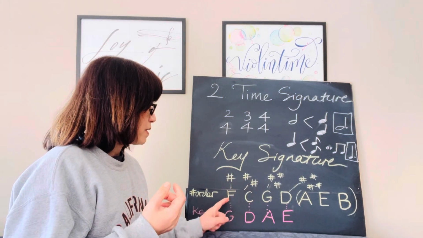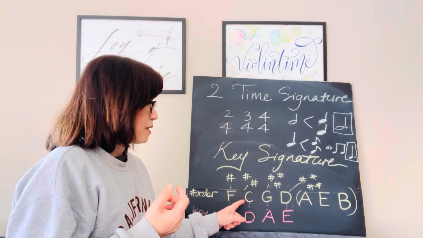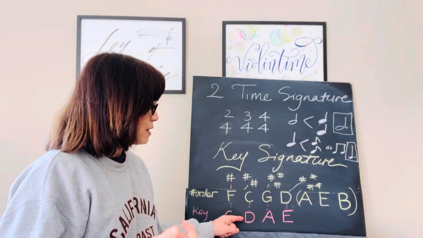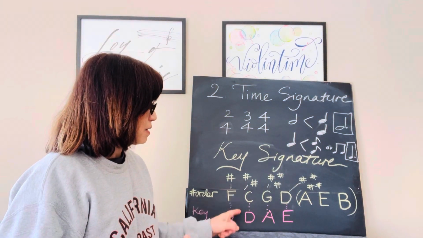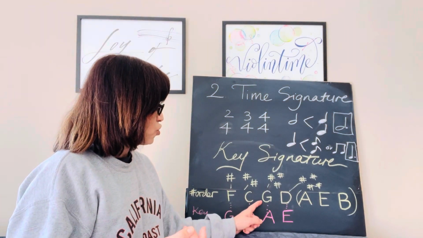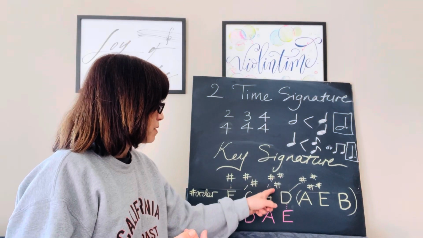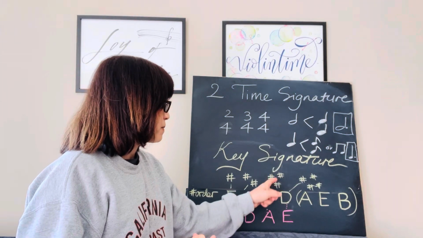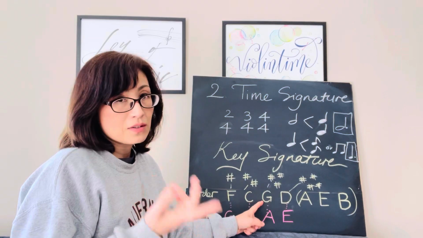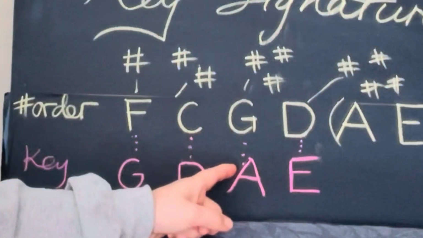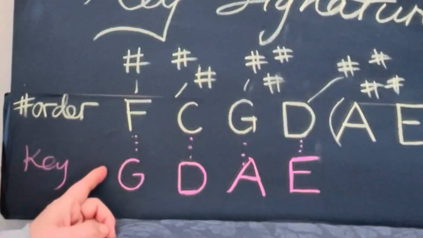2 sharps means F sharp and C sharp. The next letter is D, so it's D major. And then G, 3 sharps, Father Christmas goes. The next note is A. But if you go backwards, G major.